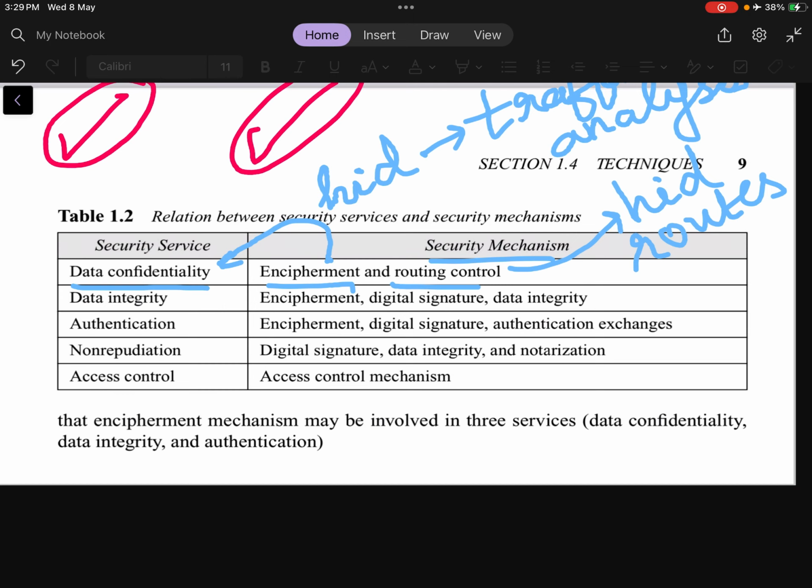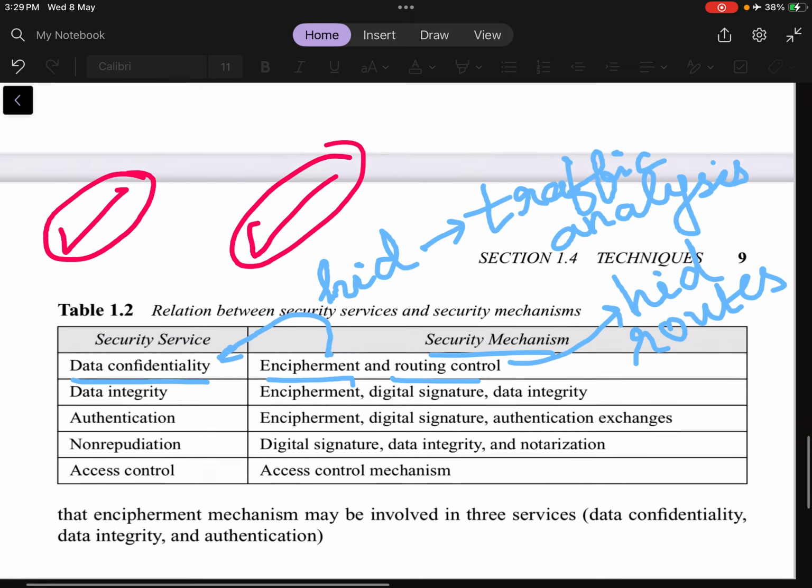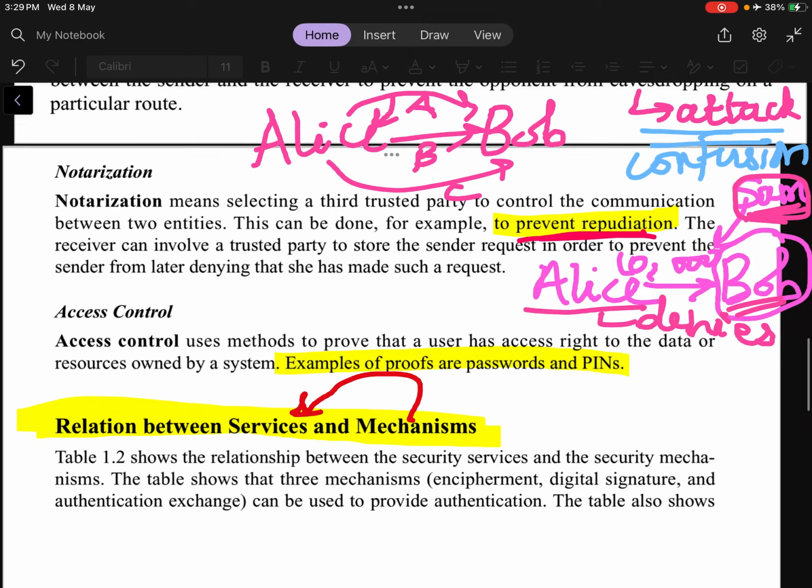Access control, by using the access control mechanisms. Examples were passwords and pins.